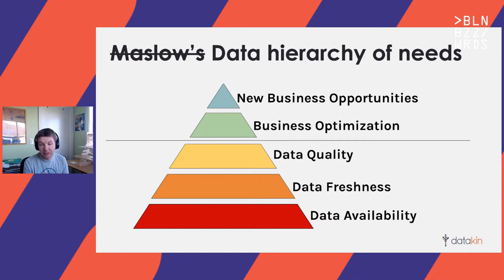First, the data needs to be available. Wherever it's coming from, you need to be able to collect this data. Second, it needs to be updated in a timely fashion, right? If you have stale data, you can't make good decisions. And third, it needs to be correct, right? You need your data to be available, to show up on time and be correct. And once you have all those things achieved, then you can start into, okay, what are the business optimizations we need to do? How do we find new business opportunities? How do we actually get value out of our data?